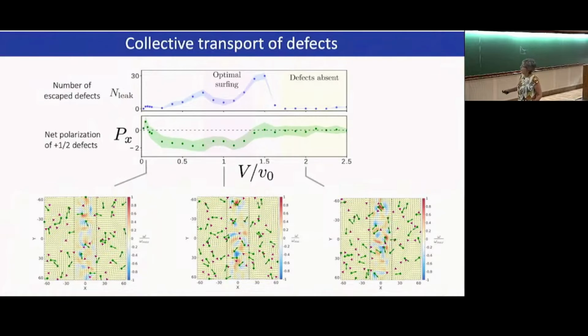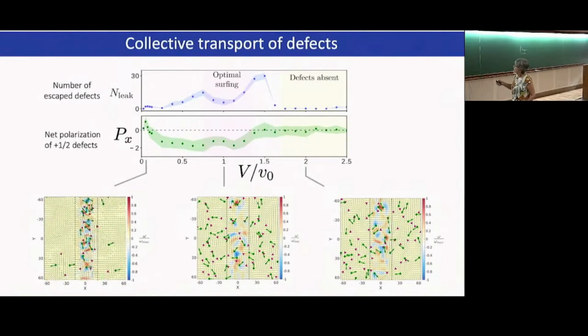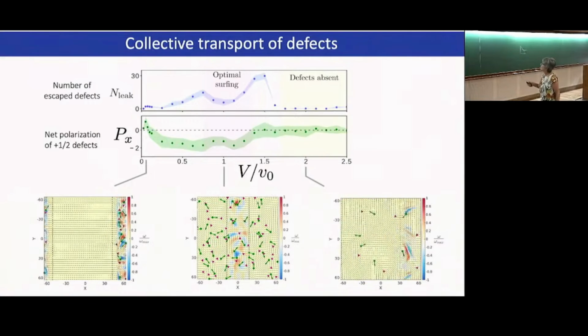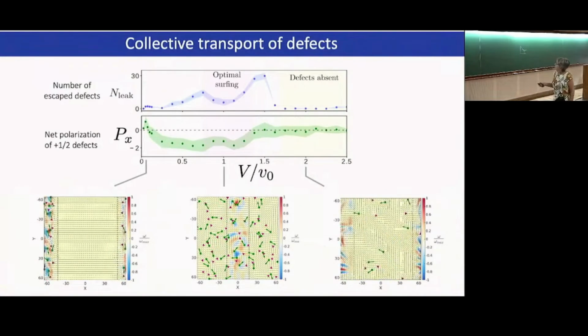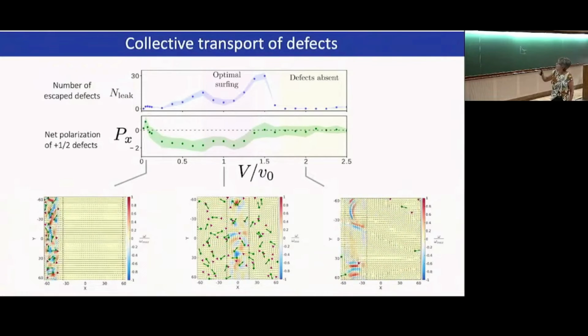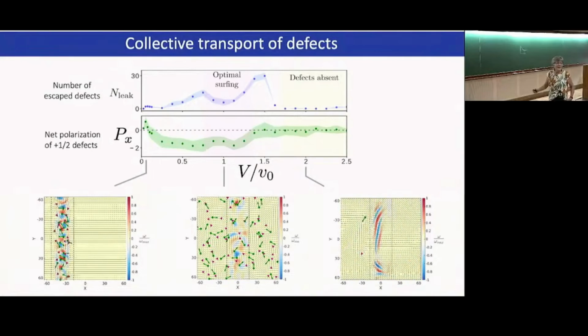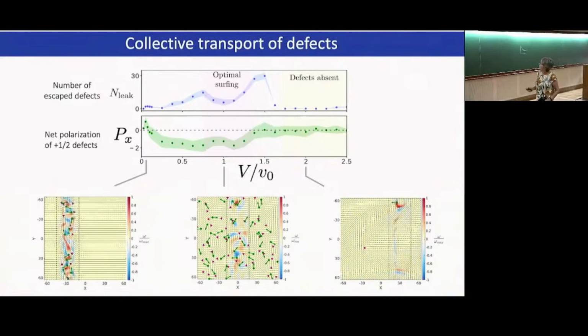Now, if the strip is moved very slowly, essentially nothing much happens. The defects are able to follow along adiabatically, and your turbulent strip keeps moving along in the system. When the strip is moved very fast, it kind of swipes along and cleans up the system. The defects are annihilated, and you end up with a system without any topological defects.